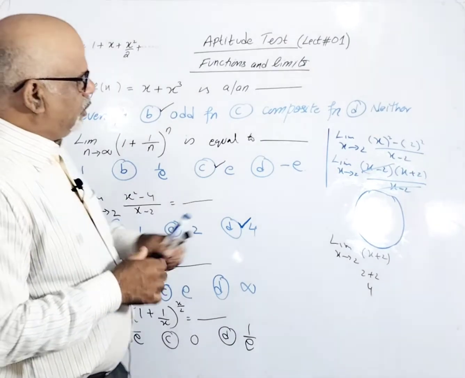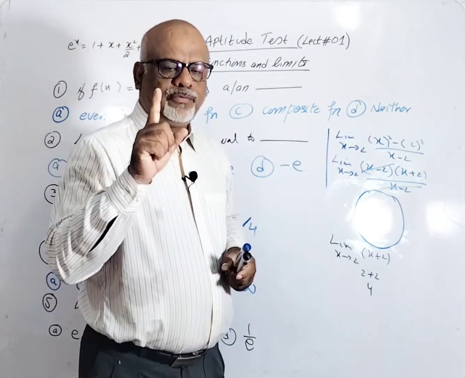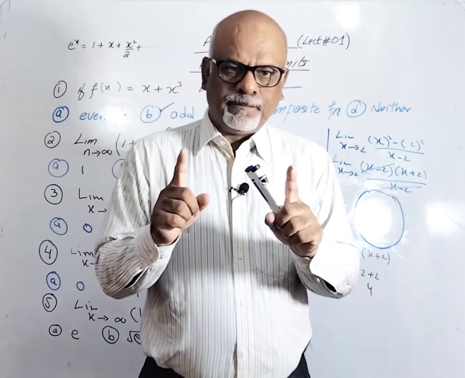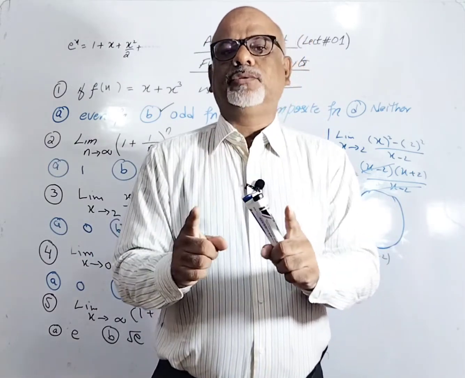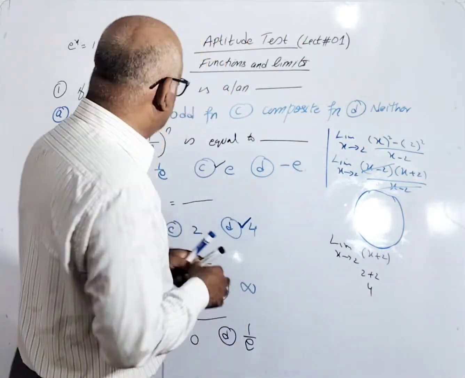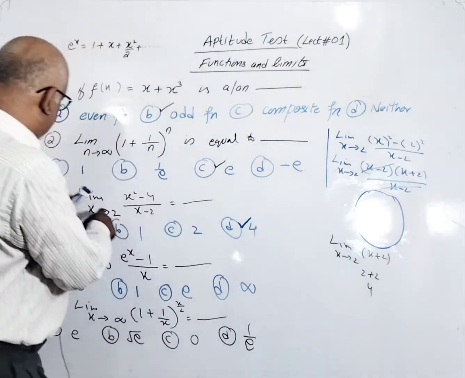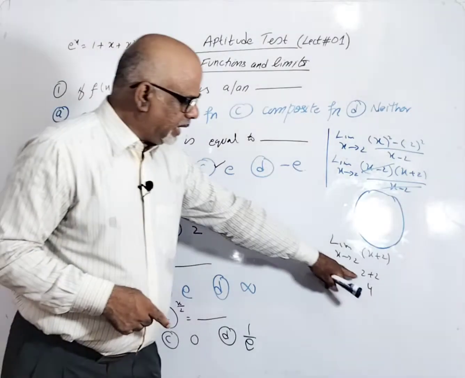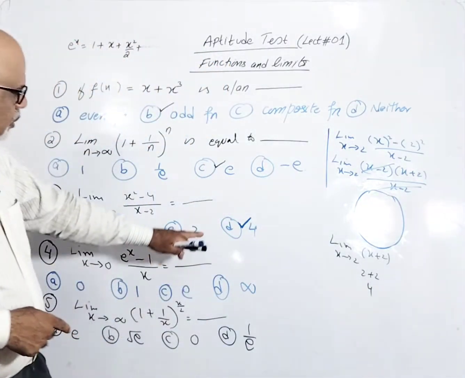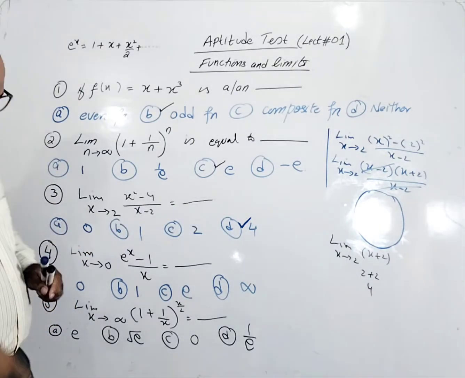So again I am going to explain the point here. If you apply the direct limit and the denominator is 0, we have to simplify the question before applying the limit. So in the third part we simplify the question and then apply the limit, and the answer is 4. So the D part is correct for the third MCQ here.